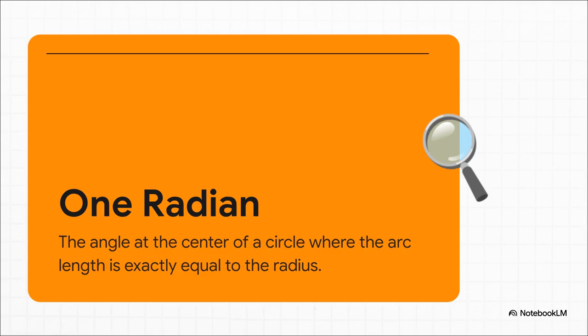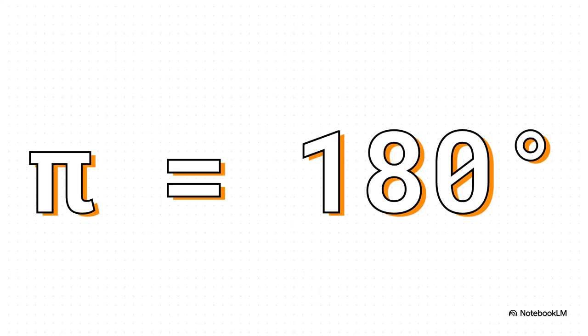It's this perfect, beautiful connection between the radius and the edge of the circle itself. Now, you could go and memorize a bunch of complicated formulas to switch between degrees and radians, but honestly, you don't need to. All you need to remember is this one single golden rule. Pi radians is the exact same thing as 180 degrees. This is your Rosetta Stone. If you know this one fact, you can figure out any conversion you'll ever need.